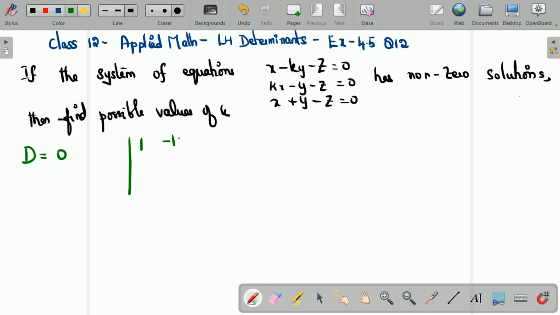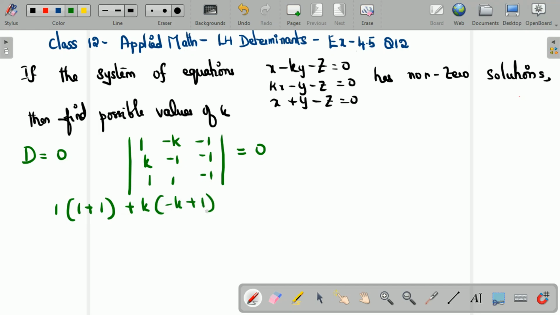So it is the determinant with rows 1, minus k, minus 1; k, minus 1, minus 1; 1, 1, minus 1. So this determinant's value should be equal to 0 for us to have non-trivial solutions. So let's evaluate this determinant. So it is 1 into 1 minus of minus 1, which is plus 1, plus k into minus k plus 1, then minus 1 into k minus of minus 1, which is plus 1. So this value is equal to 0.